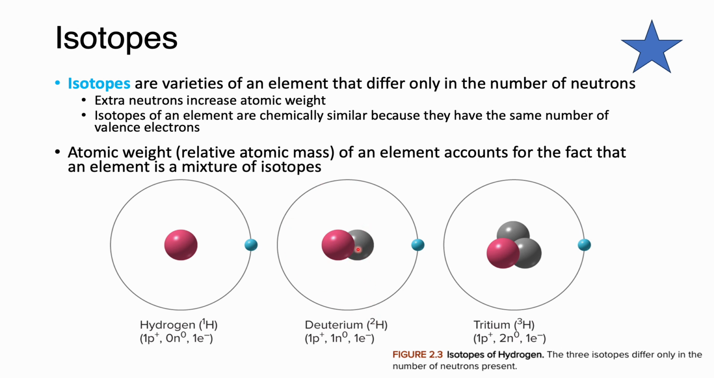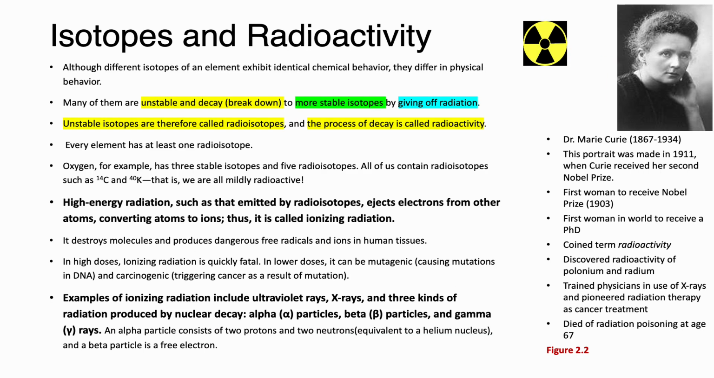Since we have the addition of a neutron, here the atomic weight is 2, versus the atomic weight of hydrogen, which would be 1. And here we have tritium, another isotope of hydrogen, where we have our proton and 2 neutrons and 1 orbiting electron. So the atomic weight here would be 1 plus 1 plus 1, which is 3. So that is what an isotope is. Do you need to know what an isotope is? Yes.